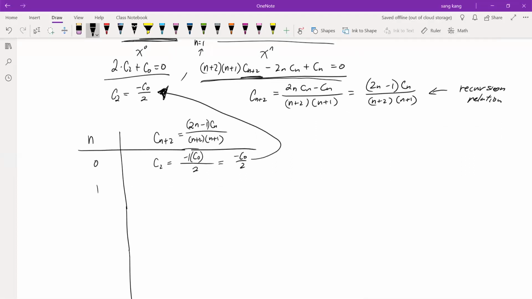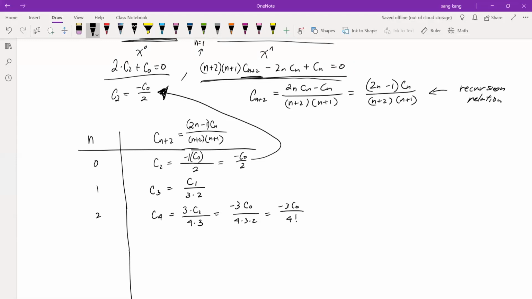which would give us c3. And this is equal to c1 over 3 times 2. c4 is equal to 3 times c2 over 4 times 3. And I can rewrite this, since I know c2 to be negative c0 over 2, as negative 3 c0 over 4 times 3 times 2, which is essentially 4 factorial.